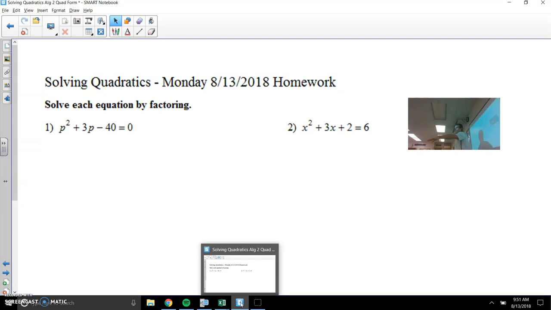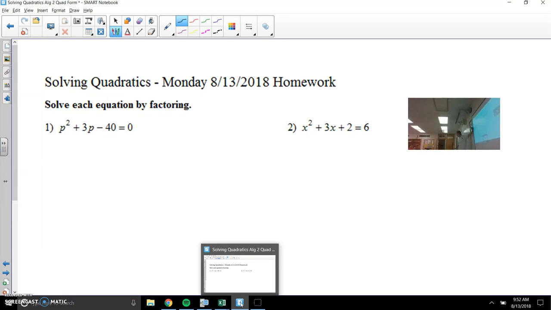What did we do today? We did quadratic formula. We also reviewed factoring to solve. We also talked about the discriminant. Those are all things that you need to be able to do at this point. So maybe as a class, we can talk about number 1, and you can do number 2.